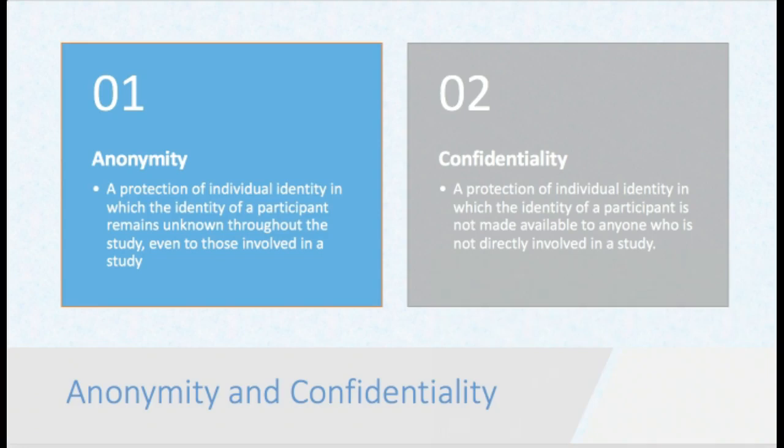Anonymous means nobody, not even the professor, the scientist, the researcher, the primary investigator. No one knows who you are. It's completely blind. Confidentiality means I know who you are, but I'm the only one that's going to know.